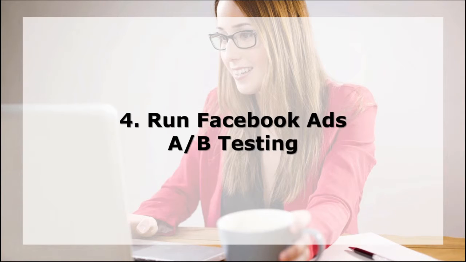Run Facebook ads A/B testing. The fourth and final step is to run a Facebook ads A/B testing. To determine which ad campaign works better, you'll need to run a split test. How do you execute this? Well, running 2 different ad campaigns on 2 different devices, mobile and desktop.